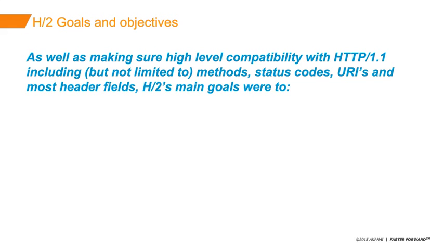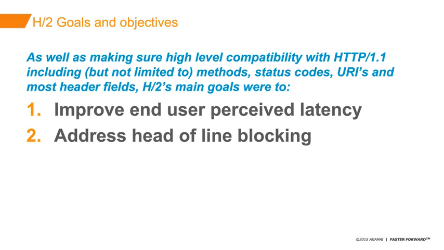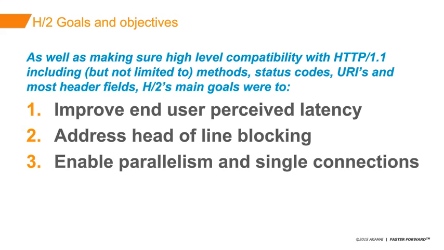So if we have a look at some of the main objectives of H2, the key thing with H2 is it was made with HTTP 1.1 in mind. So it should use the same methods and status codes, URLs, and basically it should allow browsers to make a decision and be able to support both. There's a high emphasis on the backwards compatible model being introduced with HTTP 2. The other main objectives were to improve the end user perceived latency, address the head of line blocking introduced by HTTP 1, and enable parallelism in single connections.